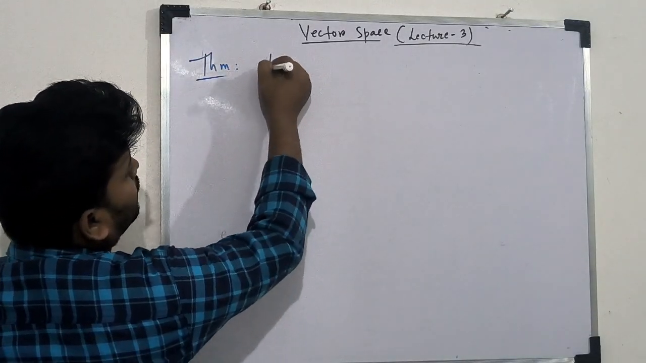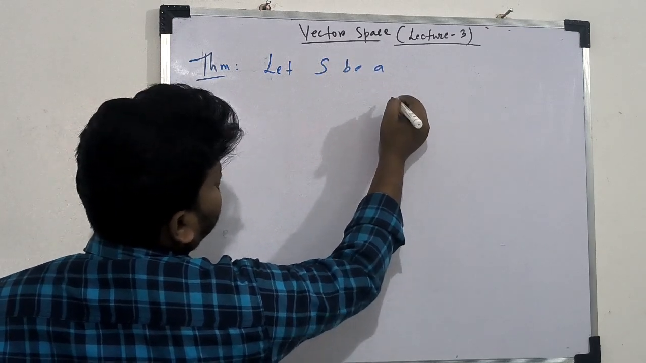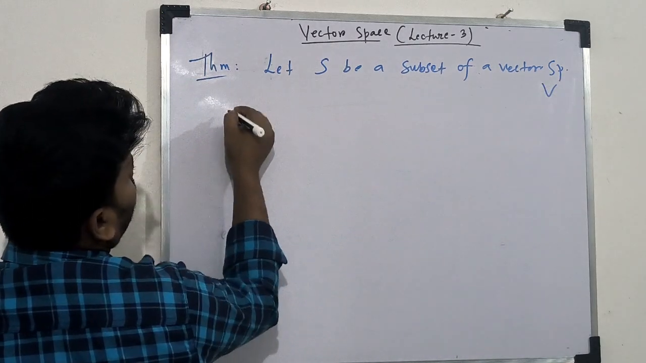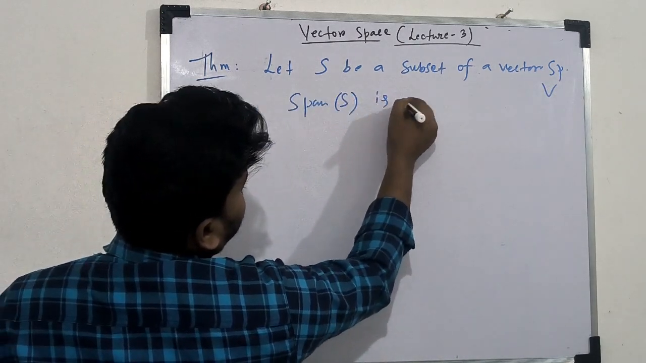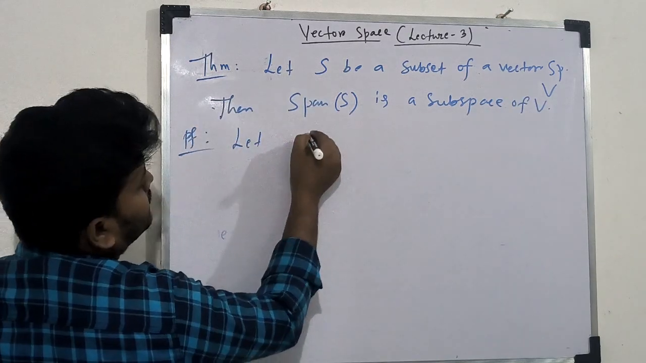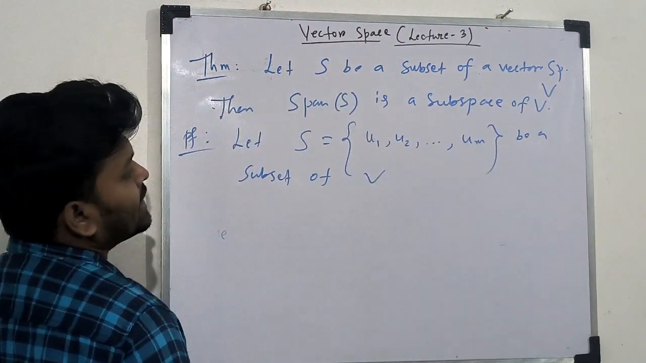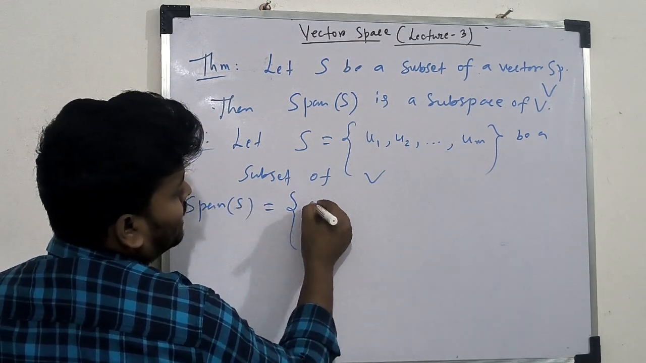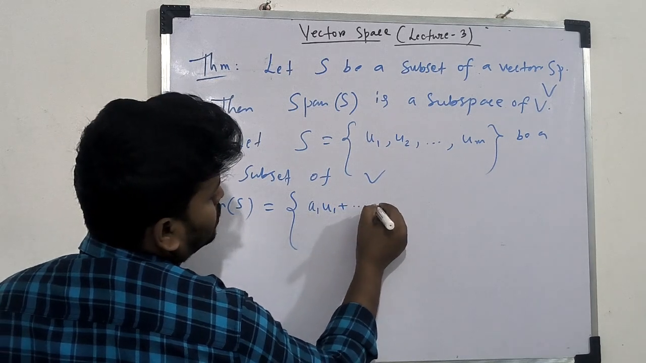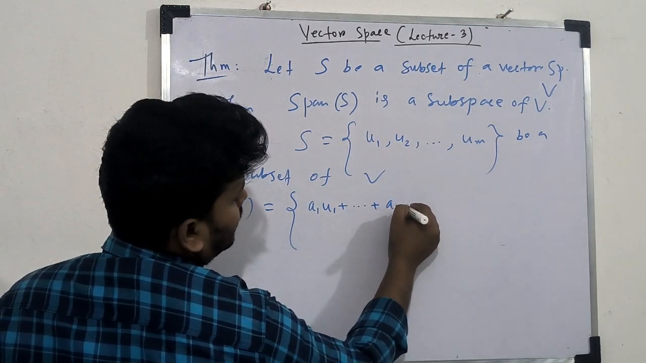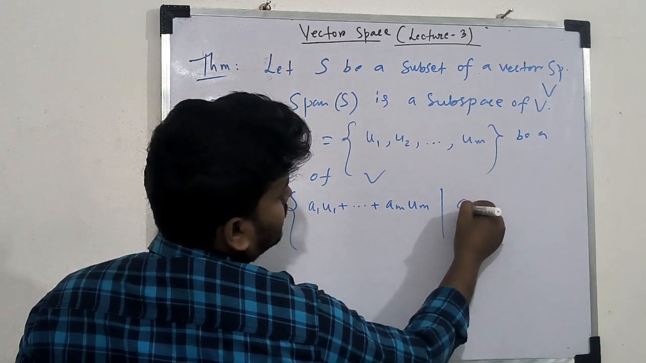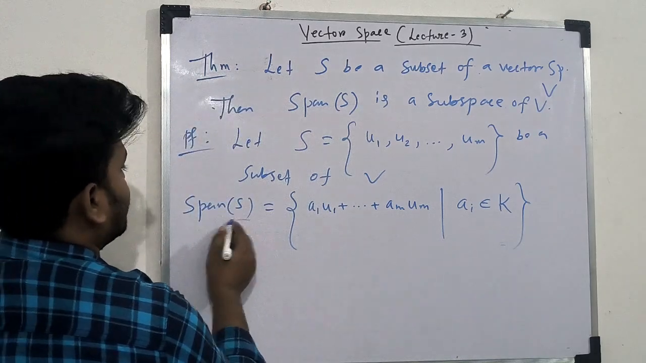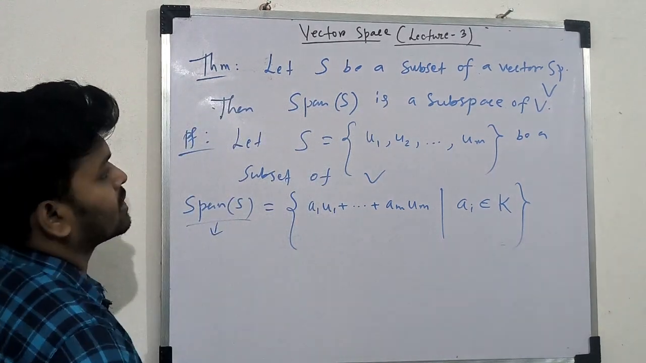So let S be a subset of a vector space V. Then span S is a subspace of V. Let S be a subset of V. So the linear span, span S, will be all such a1 u1 + ... + am um such that all ai belong to the scalar field K. So this is the linear span. So we have to prove that this is a subspace of V.